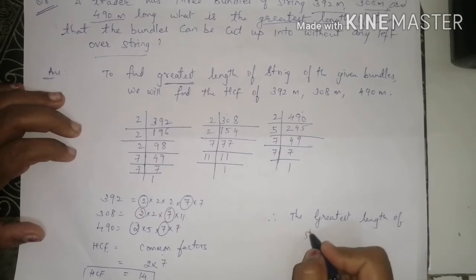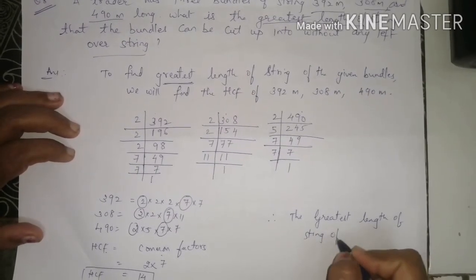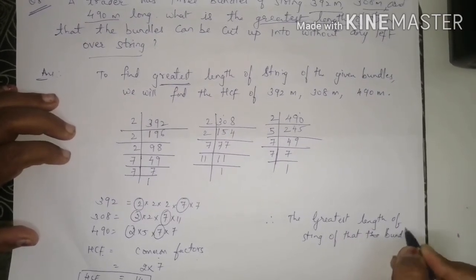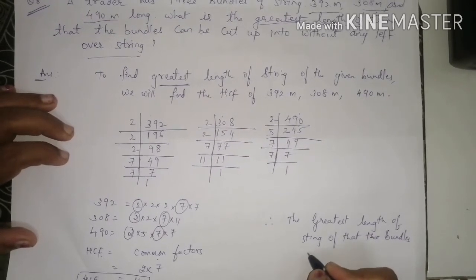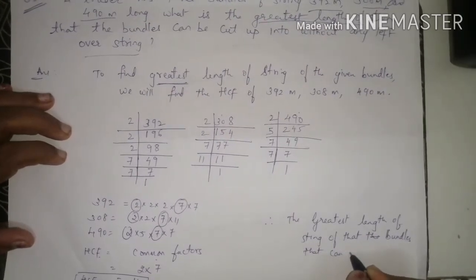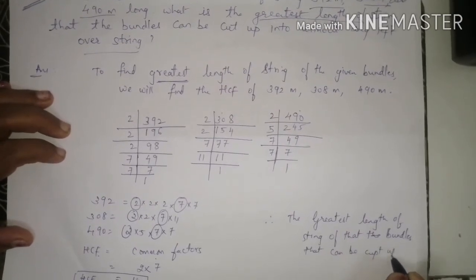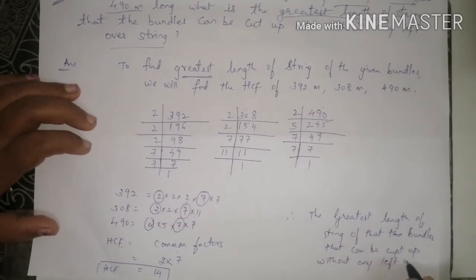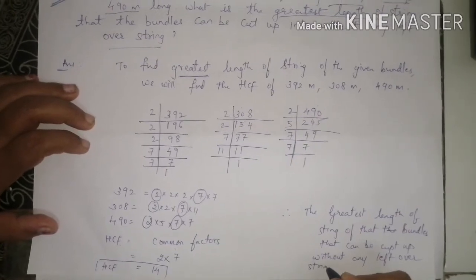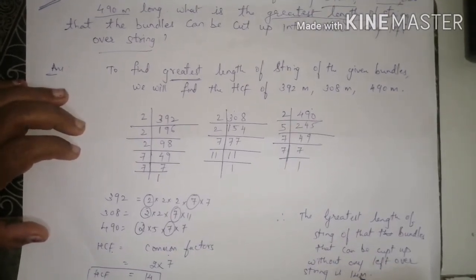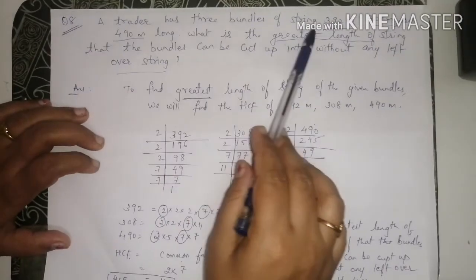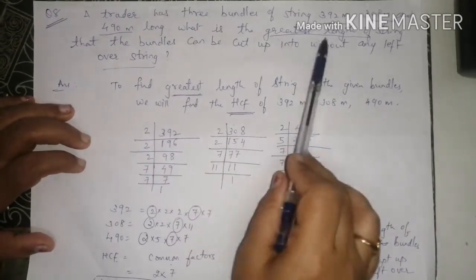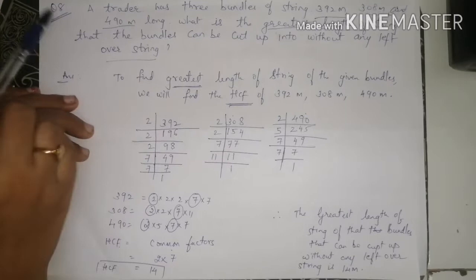Therefore the greatest length of string of that bundles that can be cut off without any leftover string is, yes, how much did we get? 14 meter. So always remember, whenever we have to find out the greatest length, we have to find out the HCF. Whenever they are asking least or smallest, we have to find the LCM. So here we have completed our question number 8.